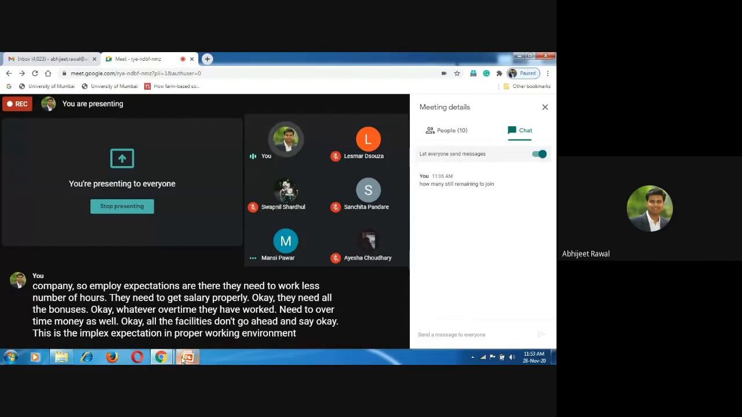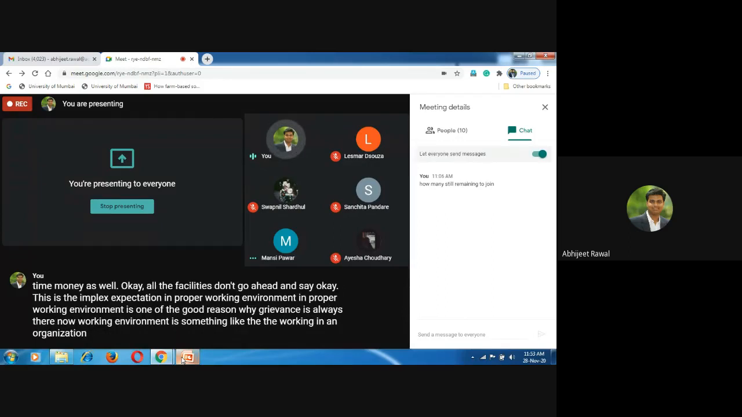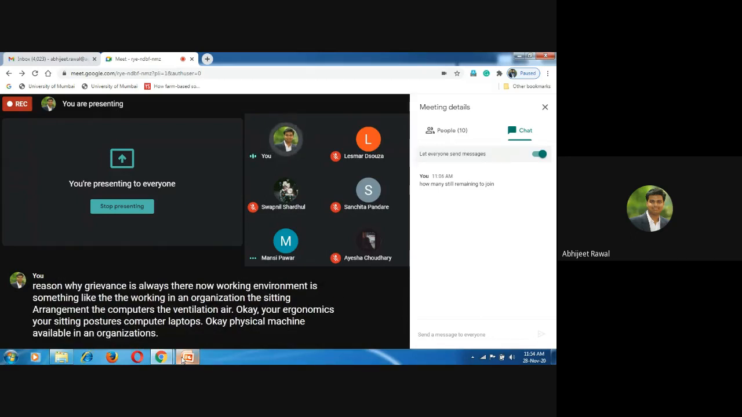Improper working environment is one of the good reasons why grievance is always there. Now working environment is something like the working in an organization, the sitting arrangement, the computers, the ventilation, air, your ergonomics, your sitting postures, computers, laptops, physical machinery available in an organization. Everything comes under your working environment.